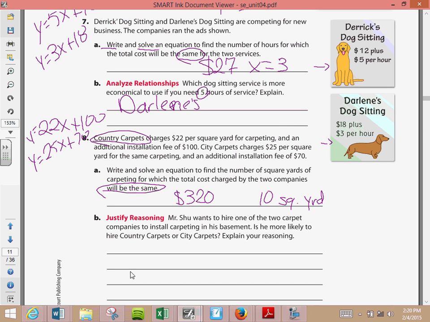Now the next one. Mr. Shu wants to hire one of the 2 carpet companies to install carpeting in his basement. Is he more likely to hire Country Carpets or City Carpets? Why do you think it's city? How do you know? No, no. Hang on. We're not doing by hour. We're going by square yard. I want you to think logically. Hang on. Go ahead.